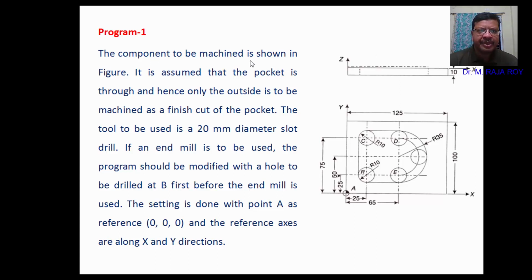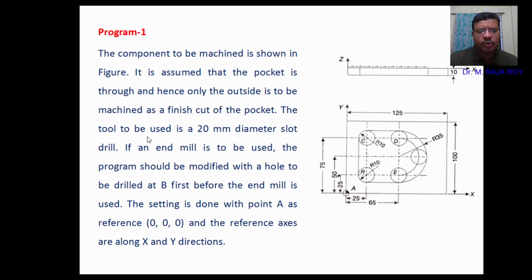The component to be machined is shown in the figure. It is assumed that the pocket is through, that is, the pocket is completely through this 10 mm depth. That's why this is represented as a through pocket, and hence only the outside is to be machined. So if you do the machining on this outside part, automatically the entire portion we can remove.